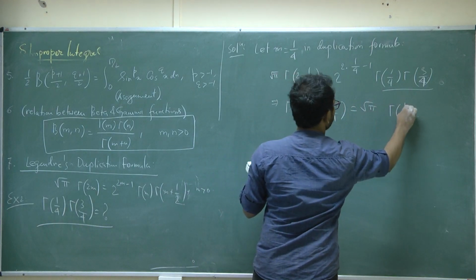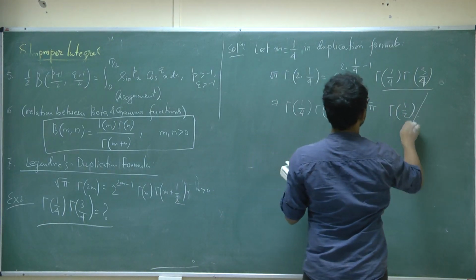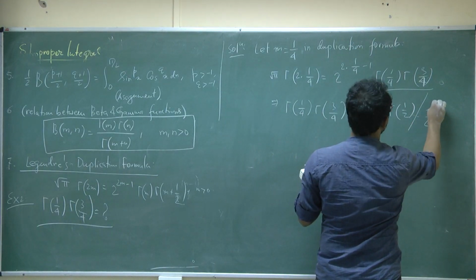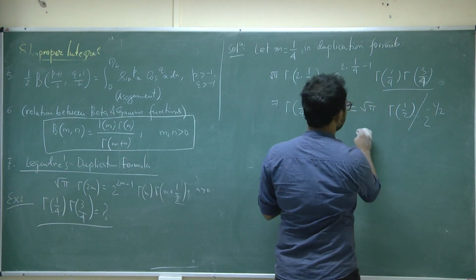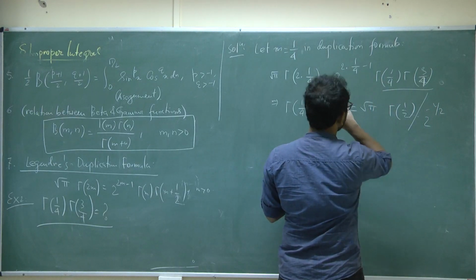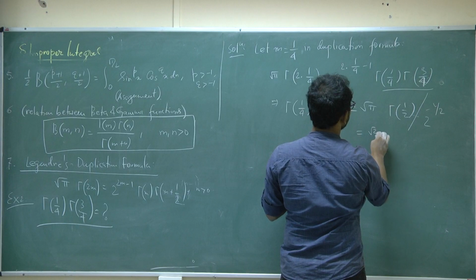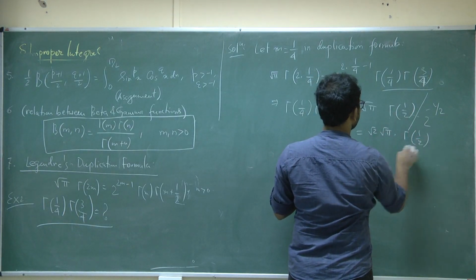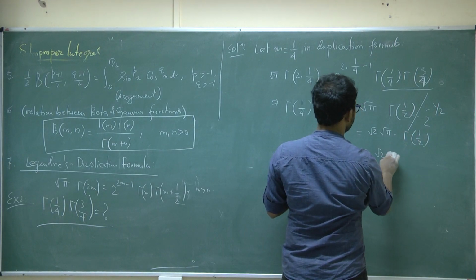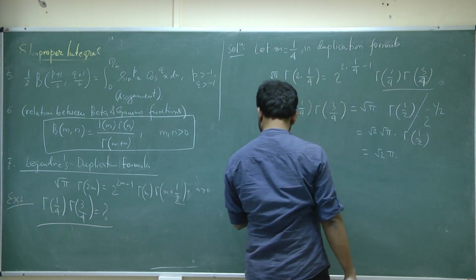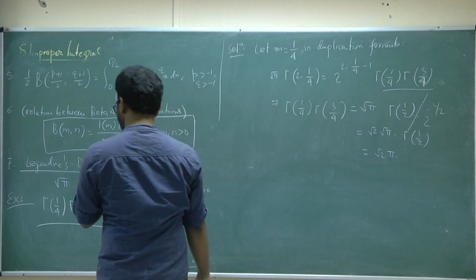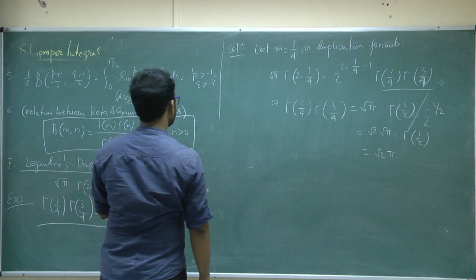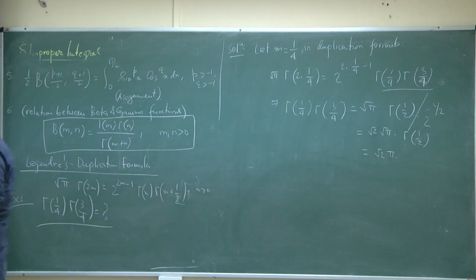gamma half divided by 2 to the power 1 by 2 minus 2, so minus half. So that means this will become square root of 2 times square root of pi times gamma half. So this is square root of 2 times pi. So this is the required value of gamma 1 by 4 times gamma 3 by 4. All right.